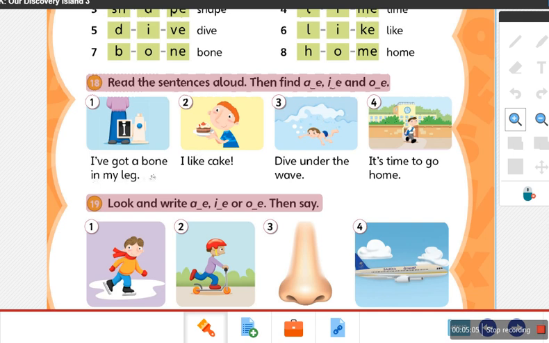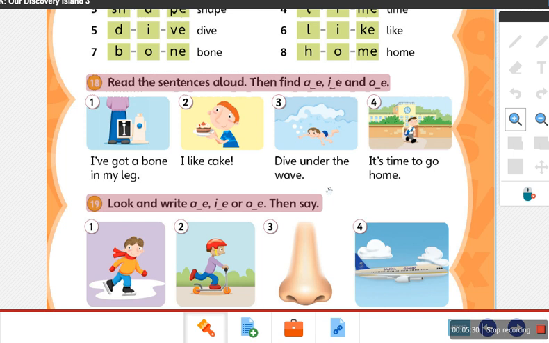Here we have more examples. I have got a bone in my leg. I like cake. Dive under the wave. It's time to go home.